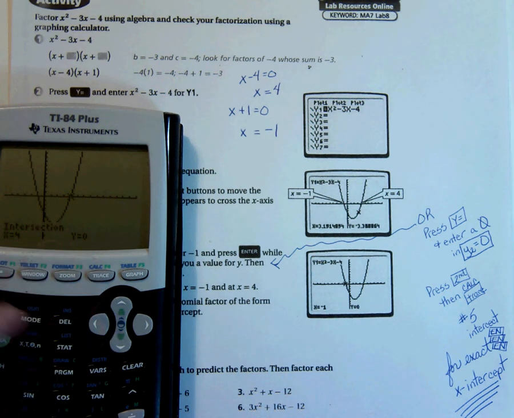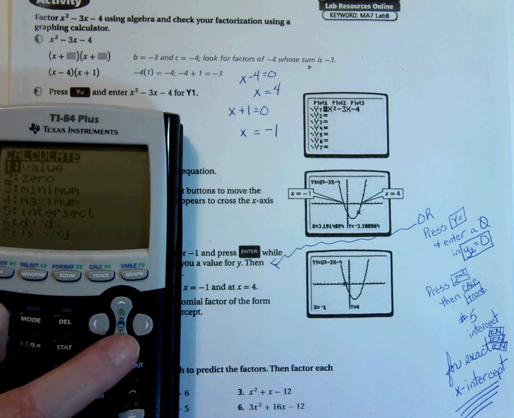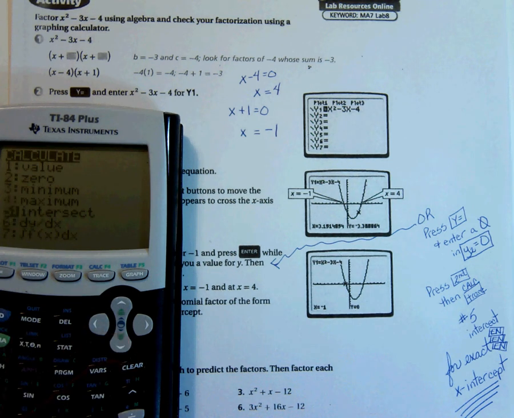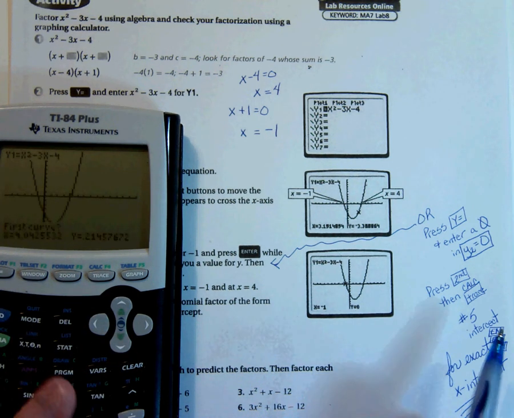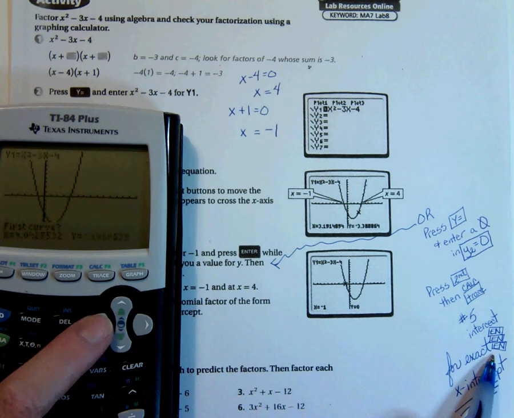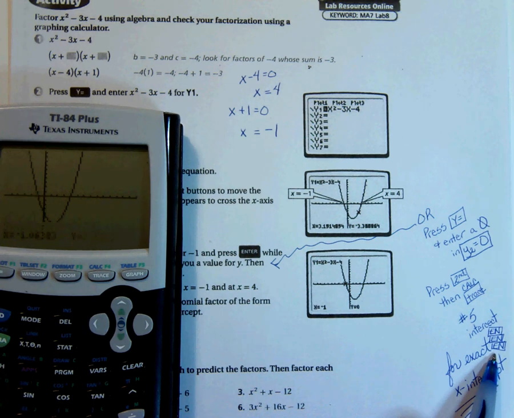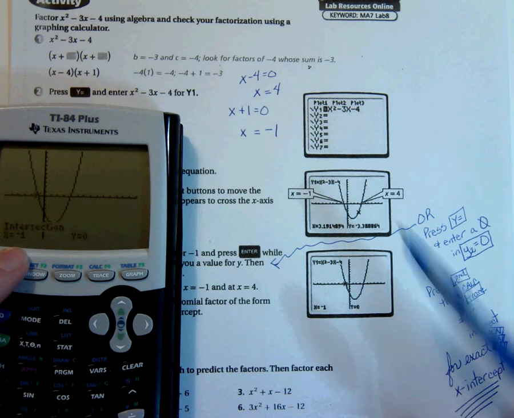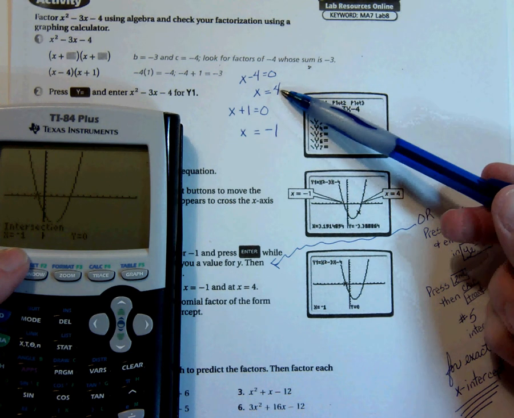To get the other side, you're going to hit second calc again, number 5. But before you hit enter 3 times, you want to move the cursor. You'll see it moving all the way over to that other side. As long as it's close to the x-intercept, hitting enter 3 times will give you the exact -1. So see, I had -1 and 4.